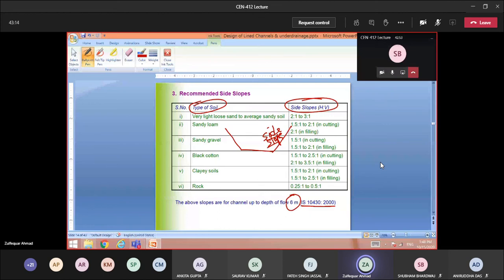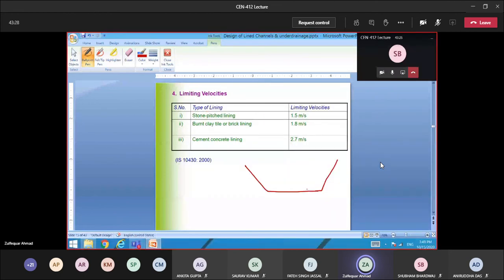Then coming to the limiting velocities, right? In general, as I told you, even though we are doing this lining, this water is flowing here around the year, right? So abrasion on this surface is obvious, right? And if you have a high velocity, this abrasion will be more, right?